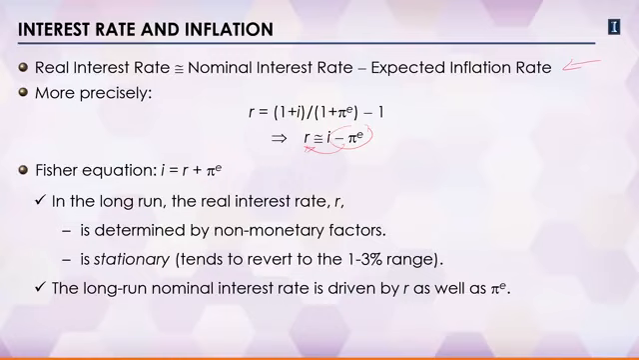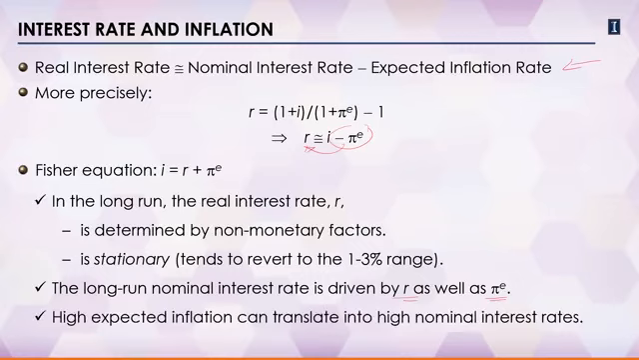So what this means is that according to the Fisher equation, nominal interest rate in the short run may be determined by money supply, but in the long run, it's actually driven by real interest rates, R, and by expected inflation in the long run, how much people expect prices to continue rising over long periods of time. It also means that high expected inflation translates into high nominal interest rates. If pi e goes up, nominal interest rate goes up.